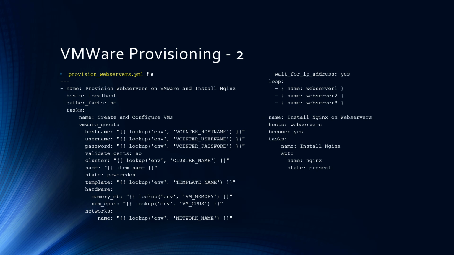A few practical tips around VMware provisioning are: 1. Always implement proper error handling. 2. Consider using VM templates for faster provisioning. 3. Implement proper naming conventions for VMs. 4. Monitor resource usage during provisioning.